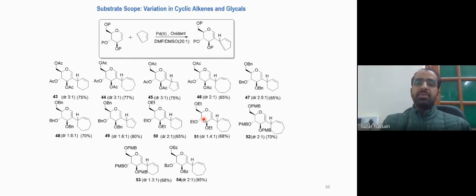Next, we went for substrate scope, and we prepared a library of compounds by utilizing different cyclic alkenes and different sugars. Like we utilized cyclohexene, cycloheptene, cyclopentene, and cyclooctene, and various other sugars like benzylated sugars, OPMB protected sugars and OBz protected sugar. In all cases, we got a reasonable yield.